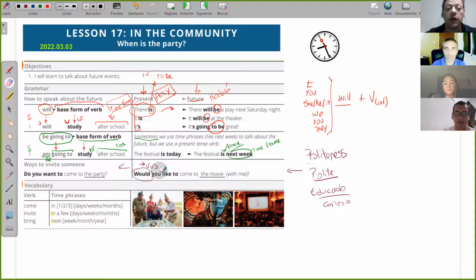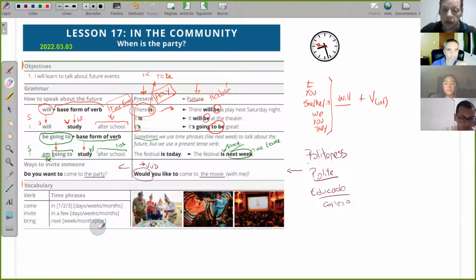Okay. And if we want to talk about parties, we have to learn some vocabulary for the parties. Let's say, to come or invite and bring. Do you know these three verbs? What is bring? Como traer. Exactly. When you go to a party, you bring something with you. It's unpolite to come with empty hands.